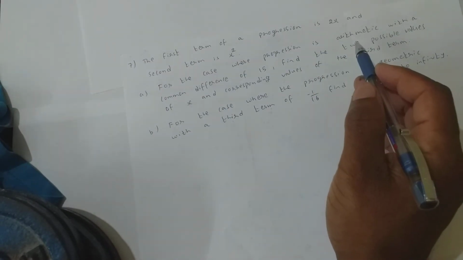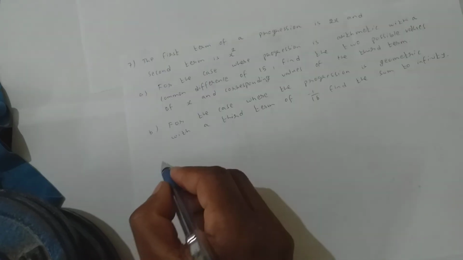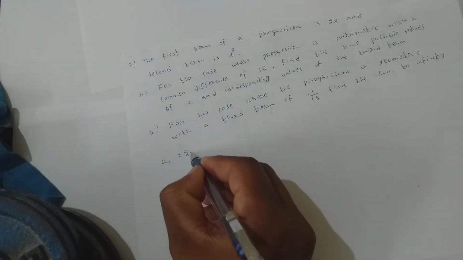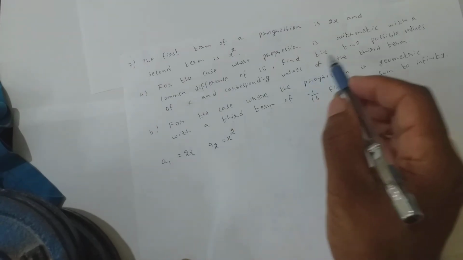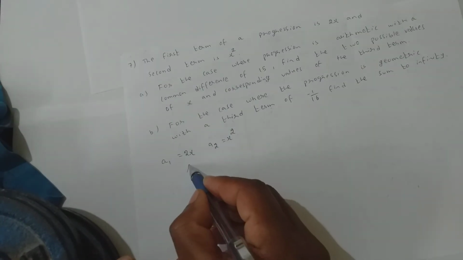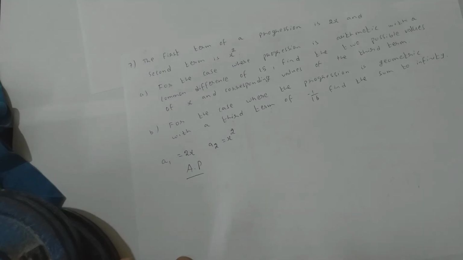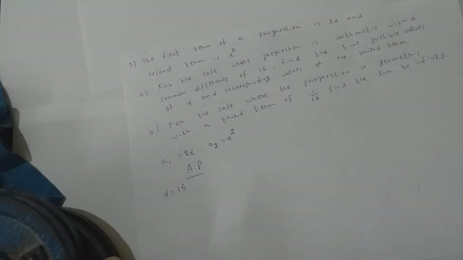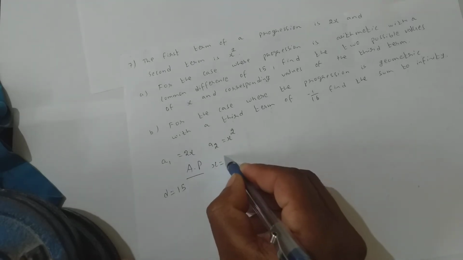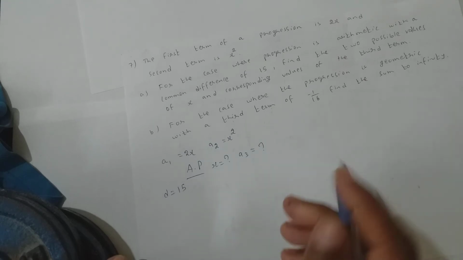Let us look at the next sum. The first terms of a progression are 2x and x square. So let us write a1 equal to 2x, a2 equal to x square. So far we understood that. Now for the case when the progression is AP, the common difference is 15. That means D equals 15. Find the two possible values of x and the corresponding values of the third term. So x equals how much and a3 equals how much is the question.